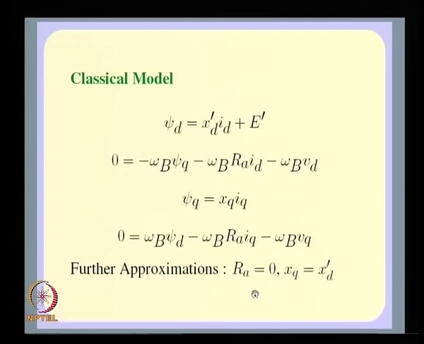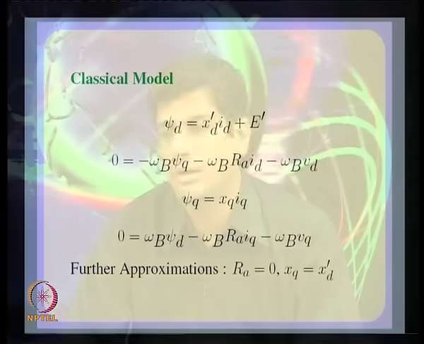And a further simplification which you can make is R A is equal to 0 and x q is equal to x t dash. Now, this is absolutely an ad hoc assumption. There is no justification which I can give you. So, the classical model is obtained by a large number of approximations. If you want to get from the 2.2 model to the classical model, you have really made a large number of approximations.